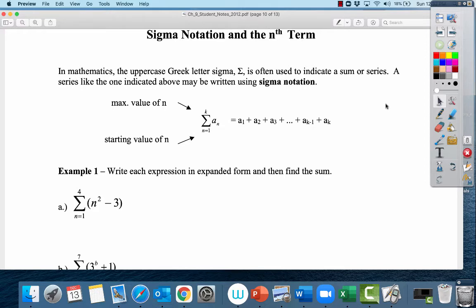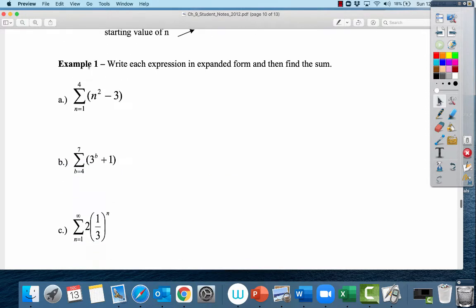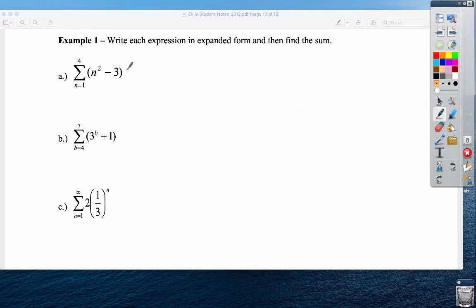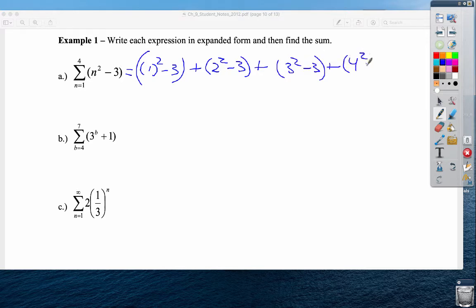So in the most basic setting, this means start with the first term, go to the fourth term. How do you get your terms? You take your term number and square it and then subtract 3. 1 squared minus 3, that would be the first term. And then you'd add on the next one. Now I'm going to put a 2 in there. 2 squared minus 3. And then you add on 3 squared minus 3. And then you add on 4 squared minus 3.